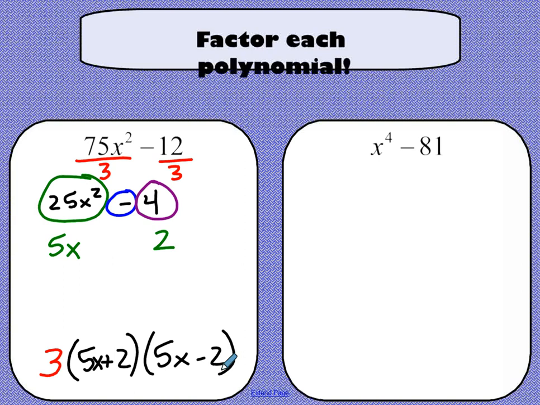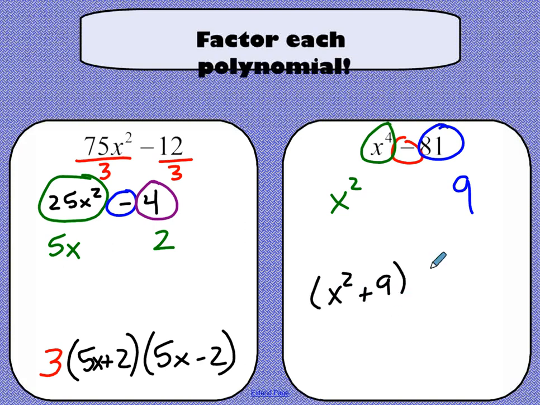There is no GCF that we can pull out, so now we just ask ourselves, do we have a difference of two numbers? Yeah, so there's a minus sign. X to the fourth is a perfect square. 81 is also a perfect square. So x to the fourth, the square root there is x squared. The square root of 81 is 9. So we just write down our plus version and our minus version. So we have x squared plus 9 and x squared minus 9.